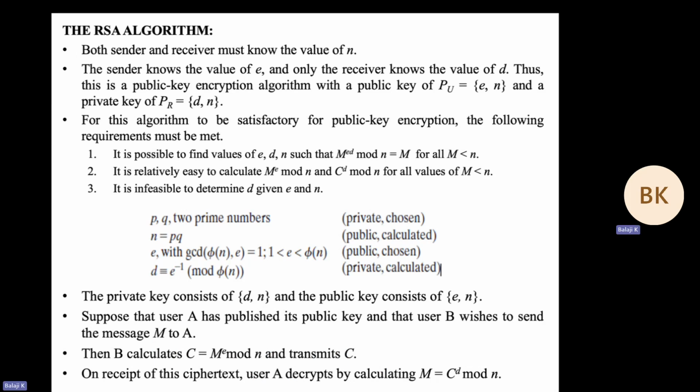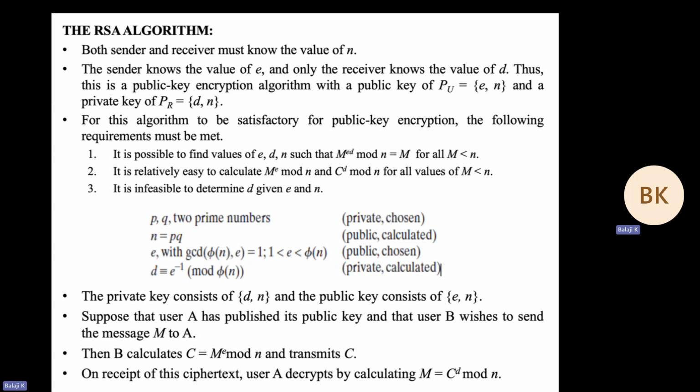Both sender and receiver must know the value of n. Through the n value, we can easily convert from plaintext to ciphertext. The sender knows the value of e, and only the receiver knows the value of d. So we can call e the public key and d the private key. The sender knows the value of e and the receiver knows the value of d.